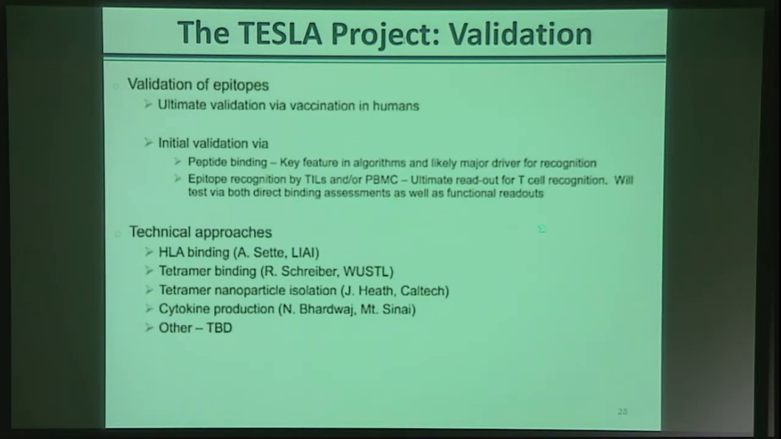And this in vitro validation includes two parts. One is the peptide binding, such as the HLA binding, as well as the tetramer binding. And another part is the epitope recognized by T cell, tumor infiltrating lymphocytes, or PBMC. This is basically looking at the connection between the T cell receptors and the neoantigen MHC complex. And this will be done by looking at the cytokine release after the binding between the lymphocyte and the complex of the mutated peptide and MHC.